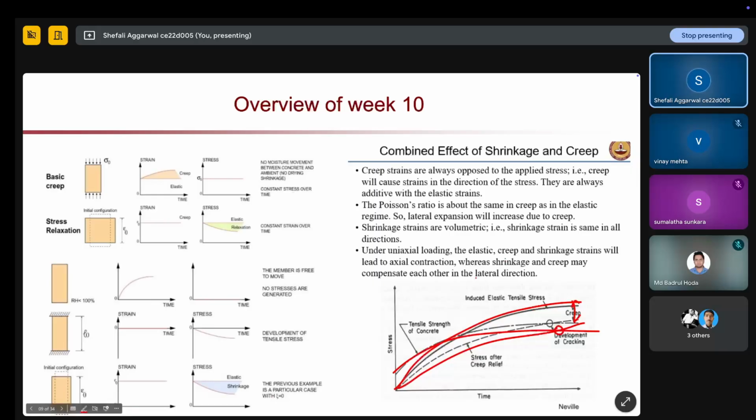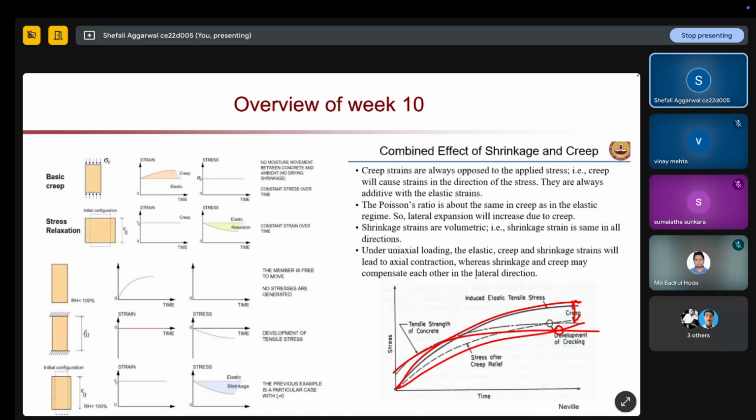If we talk about the combined effect, shrinkage and creep strains are always opposed to the applied stress. Creep will cause strain in the direction of stress. They are always additive with the elastic strain.